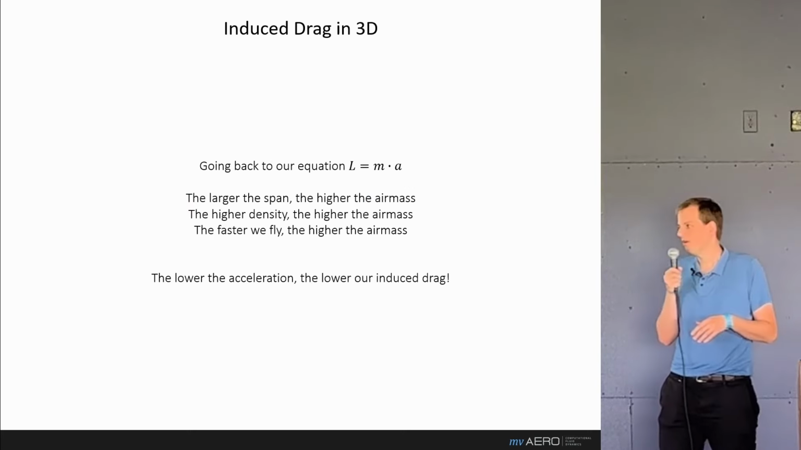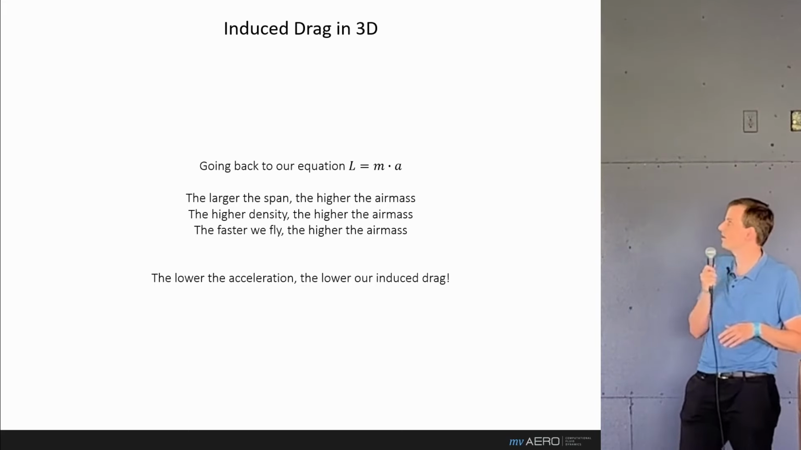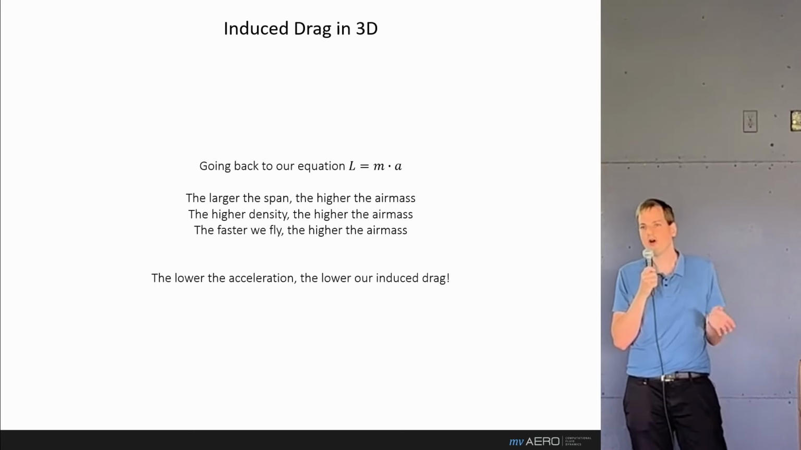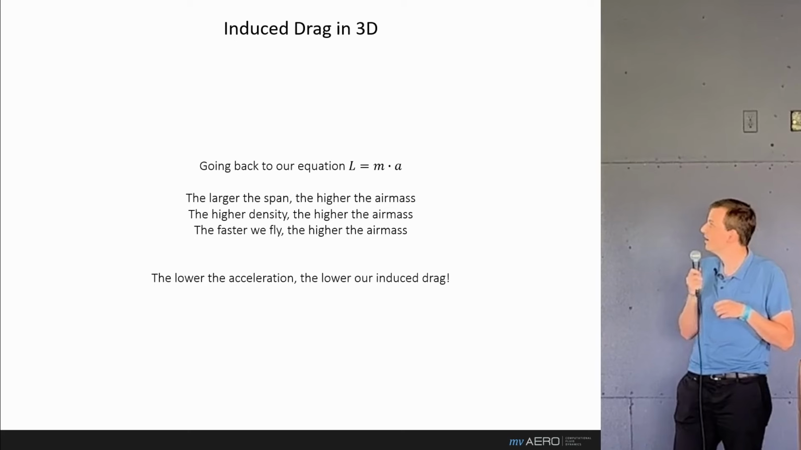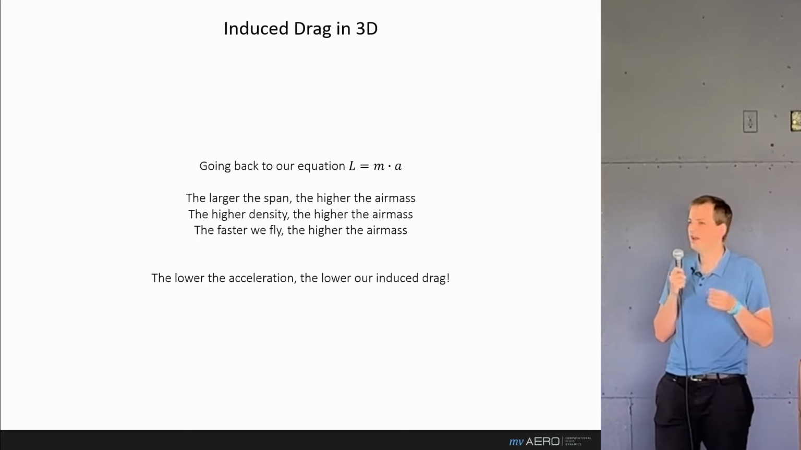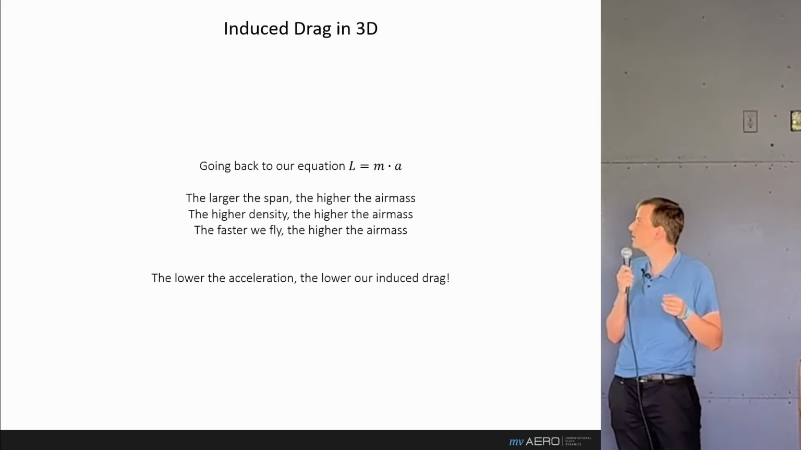And that really all comes back to this fundamental idea of force is mass times acceleration. We want the acceleration to be as low as possible. That's the kinetic energy that we're giving to the air. Well, the larger the span, the more air mass we can affect, and therefore the lower the acceleration. The same is true for the other 2.